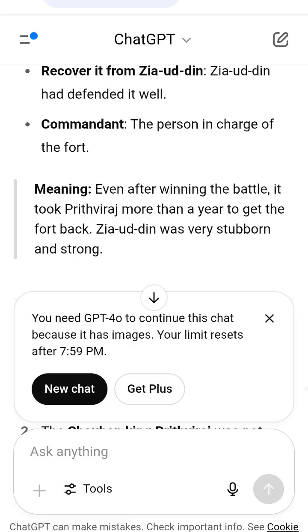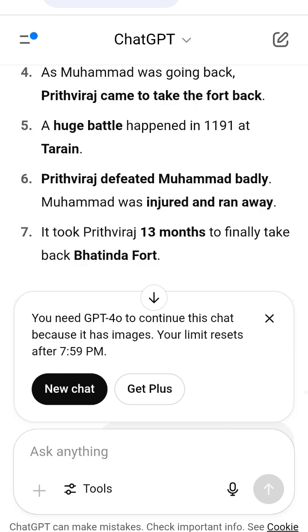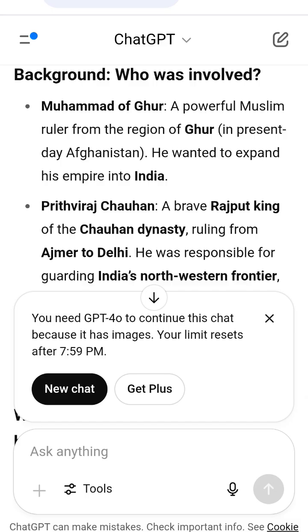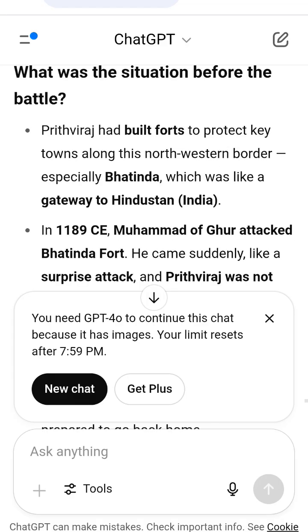after Bathinda fort. Even though Muhammad had escaped, his commander, Zia-ud-Din, was still inside Bathinda fort. So, Prithviraj laid siege to the fort. That means he surrounded it, cut off supplies, and waited for it to surrender. But the fort was very strong, and it took 13 months, more than 1 year, for Prithviraj to finally capture it again.